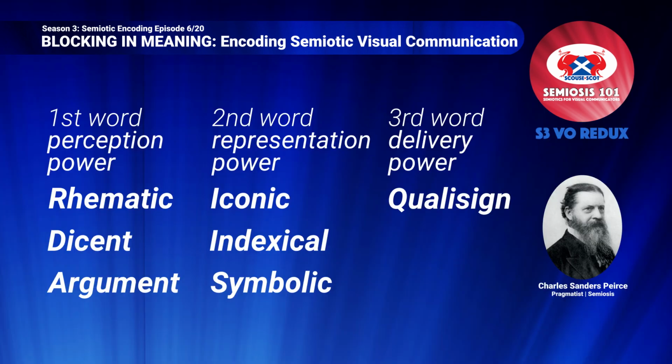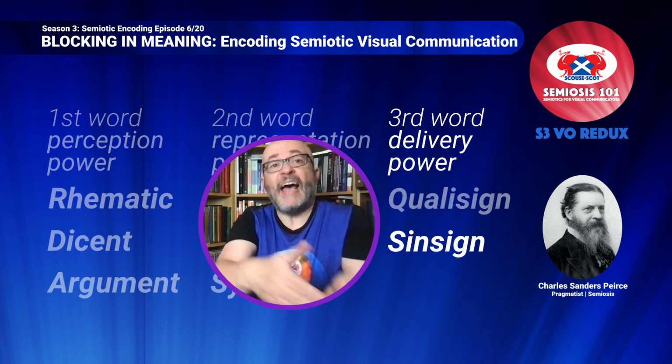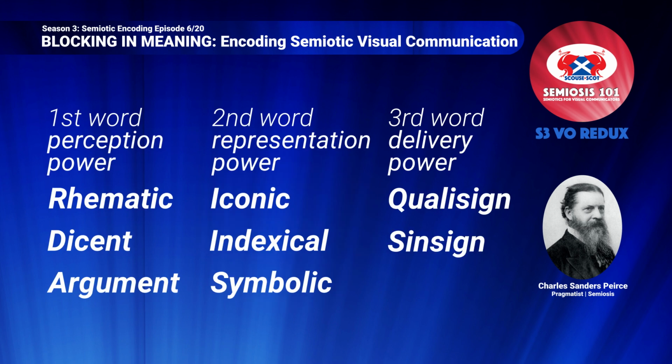Think of a Qualisign not as a tangible design thing, but as a moment the audience begins to perceive the visual as meaning bearing. The third word, at higher semiotic sign action levels, delivers the semiotic sign either as a single-use sign in the form of a sinsign, sin as in single and not naughty, or as a legisign. These terms need more time to unpack, so I will return to these in later episodes.